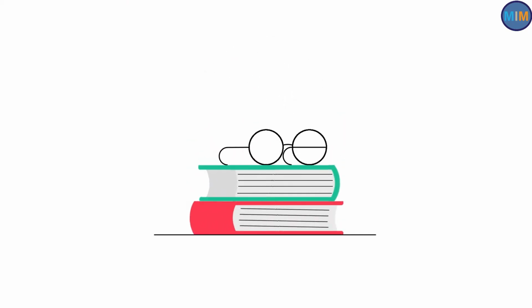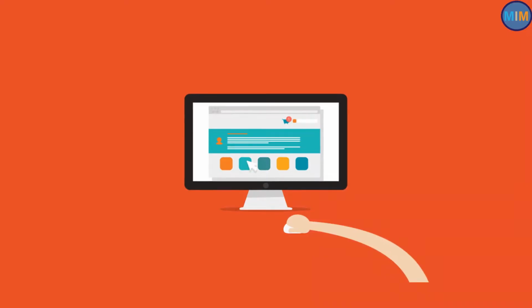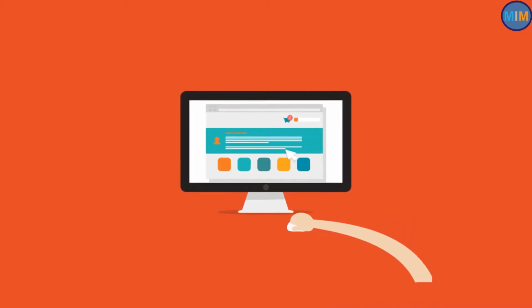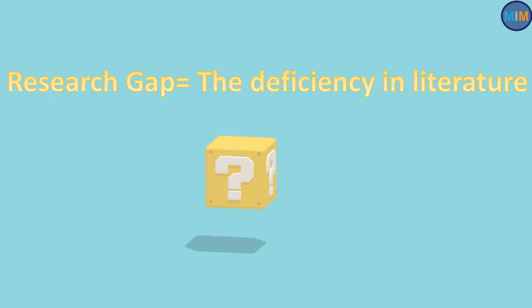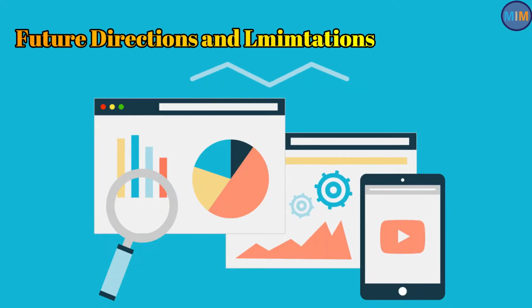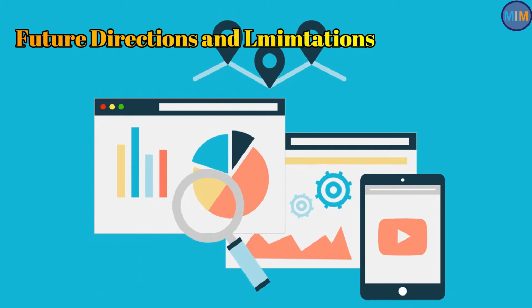Research gap is a research topic which has not been addressed. It provides you the reason for conducting your research. They drive you to think about your research questions. Research gap equals the deficiency in literature. How to identify a gap? By reading multiple papers on the same topic. By reading future directions and limitations in the article.